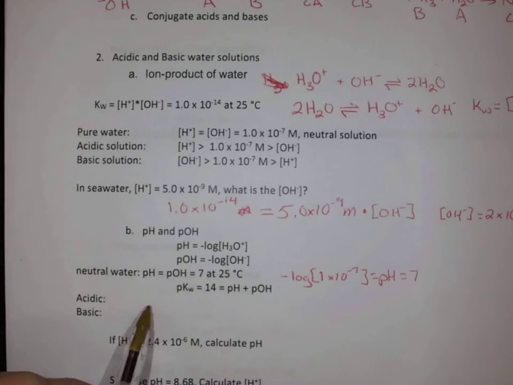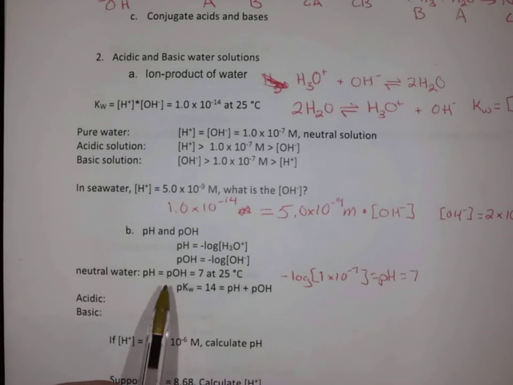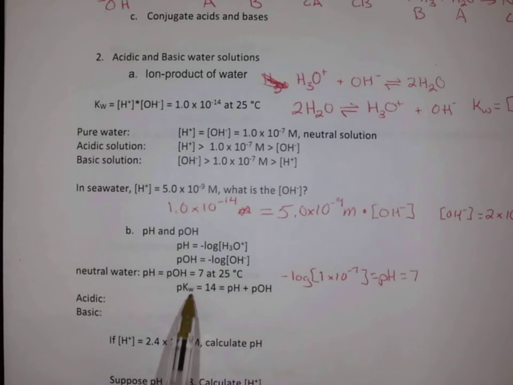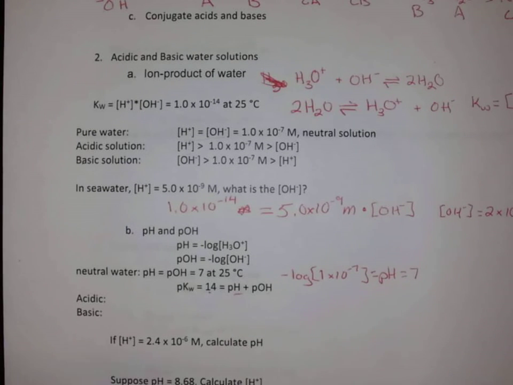Then we have pKw, which is, again, the negative log of the Kw value. So the pKw, negative log of Kw, is going to be equal to 14. So 14 has to equal our pH plus our pOH, okay? So these are all just kind of mathematical relationships.